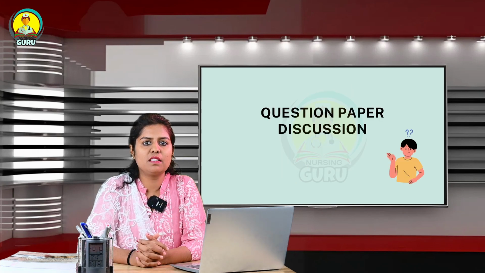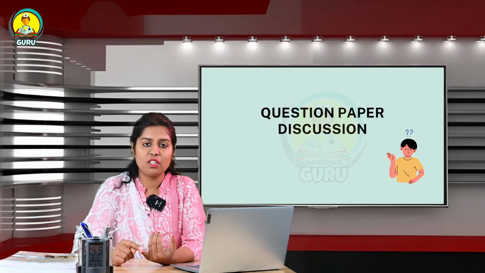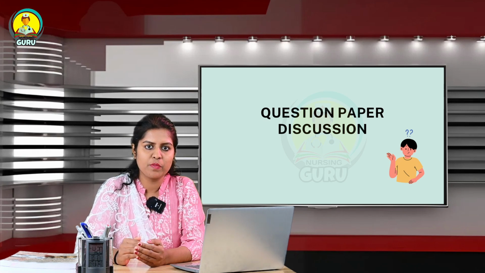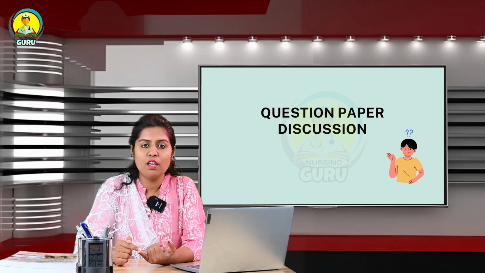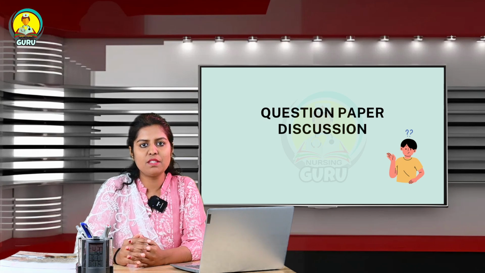Next, let's discuss the question paper. As I told you, pharmacology, pathology and genetics, all three subjects are included in one paper, so you are going to write the examination together. Here in section A, pharmacology 1 and 2 are included, and in section B, pathology 1 and 2 and genetics are included. So first we are going to see section A. Section A is for 37 marks.